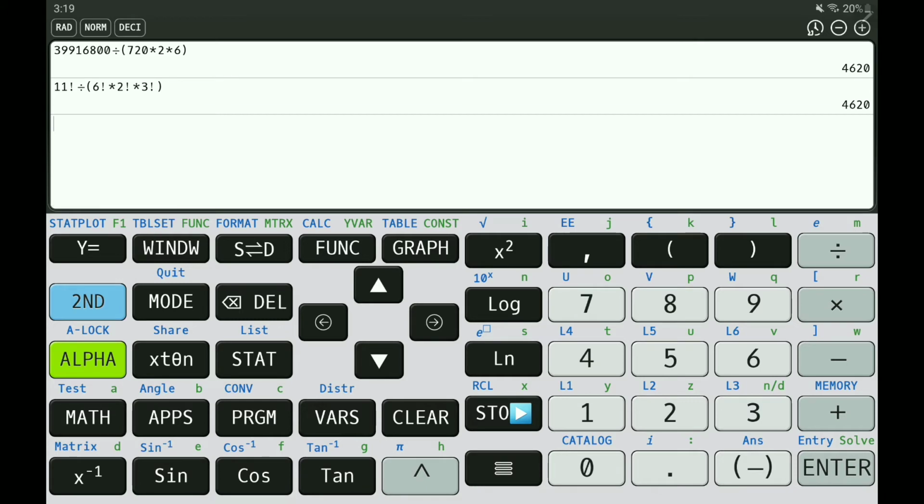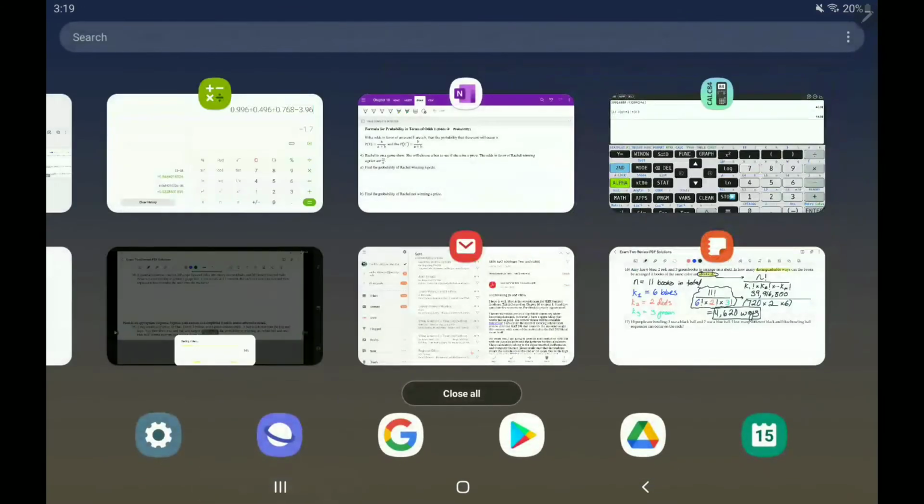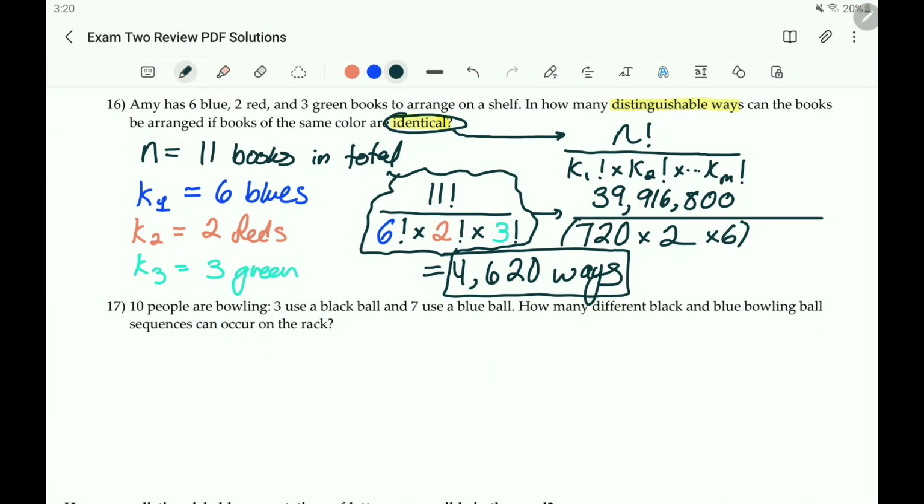All right, let's continue. Number 17 says 10 people are bowling. 3 will use black balls and 7 will use blue balls. How many different black and blue bowling ball sequences can occur on the rack? When you are bowling, a ball that is black or blue is considered identical. They differ in terms of weight, but the weight is not being specified. The color is being specified.